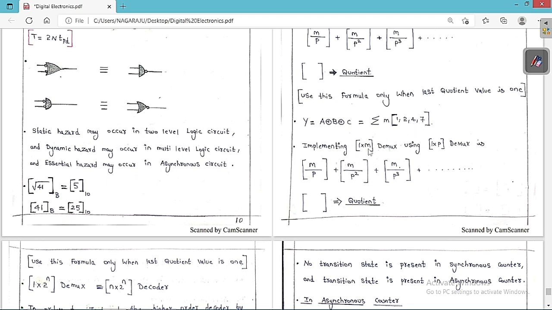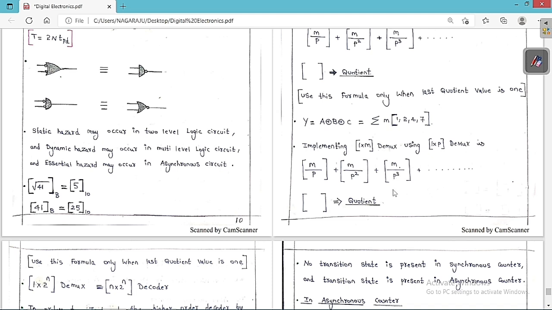See, implementing 1 cross m DMUX using the 1 cross p DMUX. So I already told you here DMUX is nothing but the inverse of MUX. The inverse of MUX is nothing but, if you take the mirror image of MUX, you are going to get the DMUX. So if you want to implement the 1 cross m DMUX using 1 cross p DMUX, the same procedure: m by p plus m by p square plus m by p cube, like that. And the last, this is called the quotient. So the last quotient value should always be equal to 1. Then only this formula is valid.